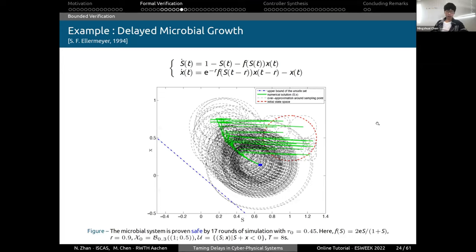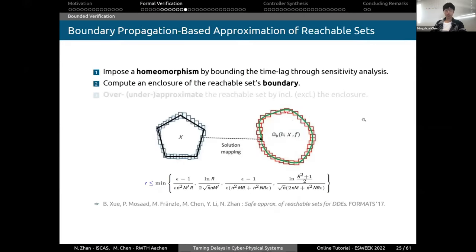One issue of this method is that even though we can claim safety after several rounds of simulations, we still have to tackle the points that stay inside the initial set, the interior points. However, for a particular class of delayed differential equations, we don't need to do so because we only need to take care of points on the boundary of the initial set. And this gives rise to the second approach, which is based on boundary propagation.